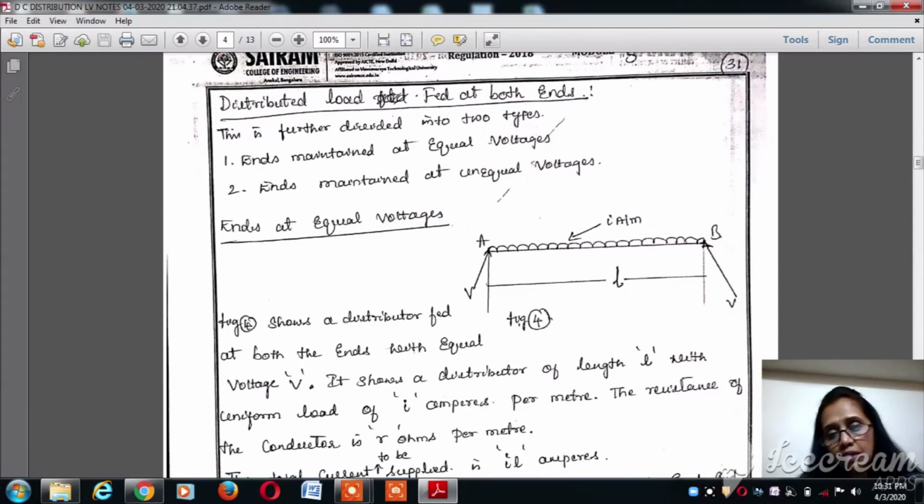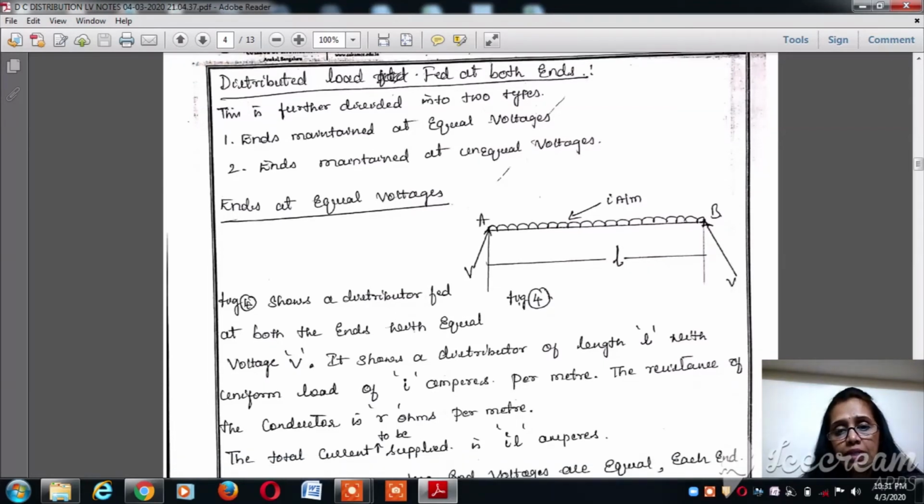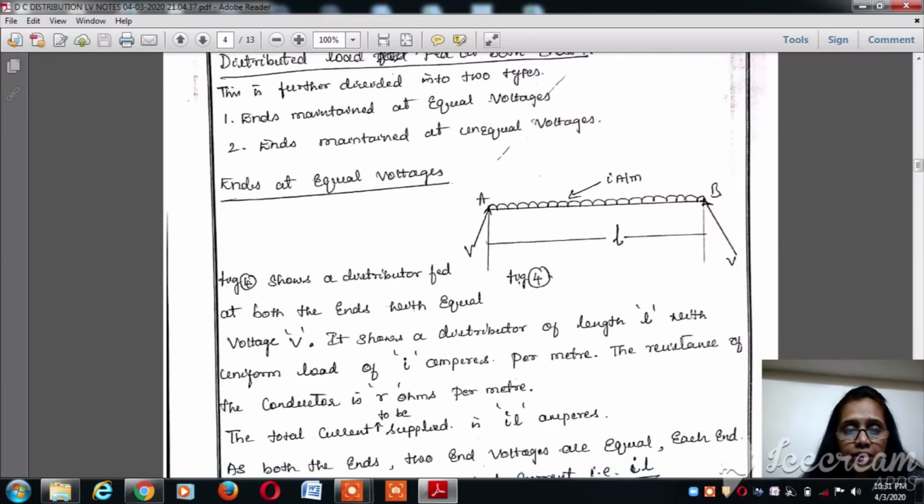When we think about both the ends, the voltages fed at both the ends could be equal or unequal. Let's consider case by case. The first case is ends maintained at equal voltage. As the name itself says, the voltages fed at point A and point B are both V volts, equal voltages, and it is a uniformly distributed load over the length AB, and the current loading is given as I ampere per meter. Total length of the distributor is L meters.